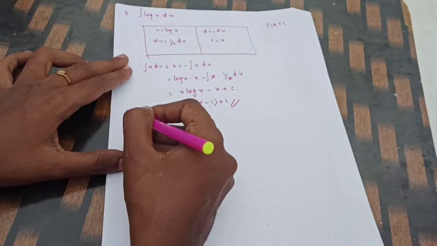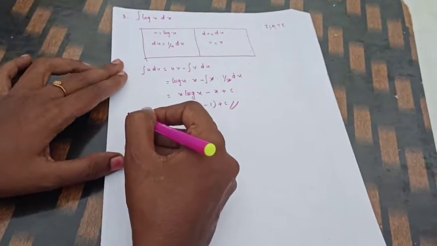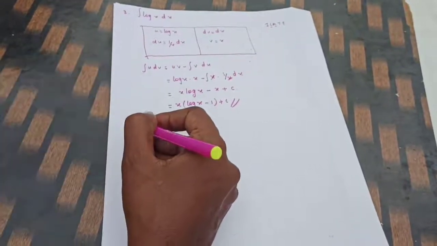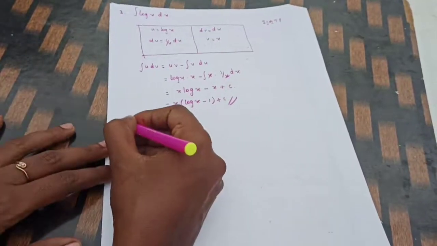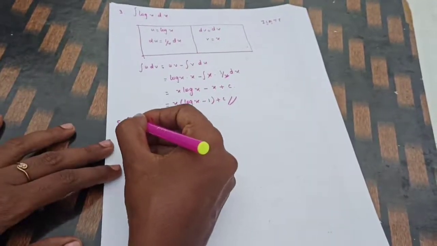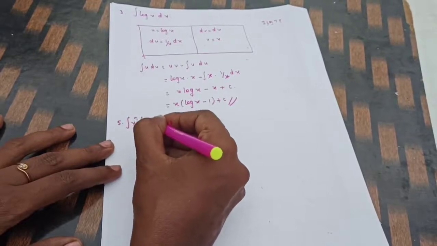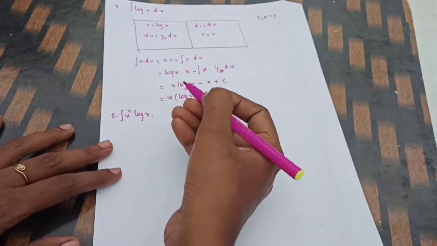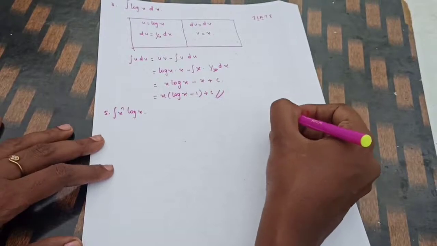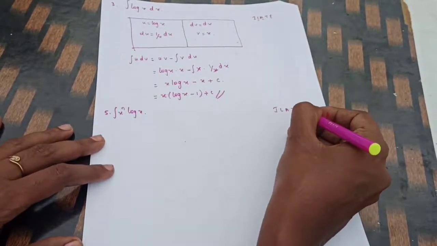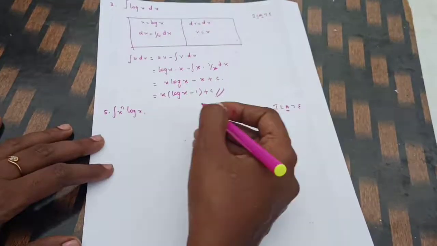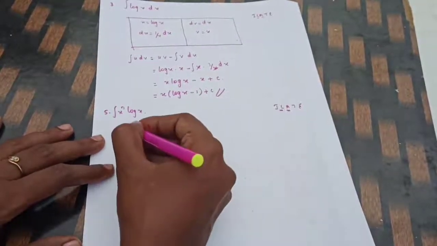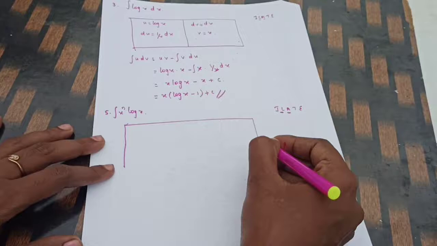Okay. Then problem number 4 I gave as homework for you. Now let's move to problem number 5. The question is x power n log x. According to ILATE, what will come first? An algebraic function and a logarithmic function are there. So the logarithmic function will come first. So draw the tabular column first.